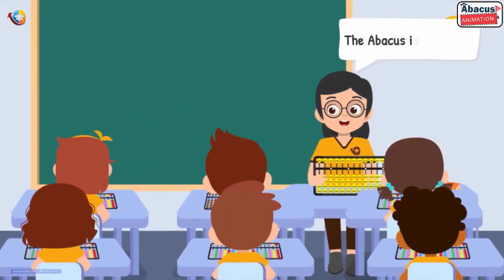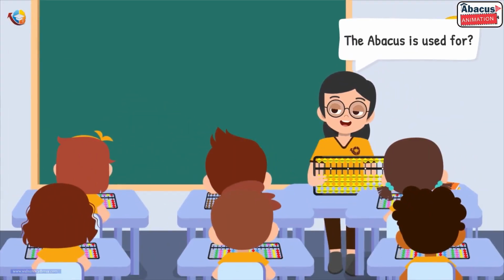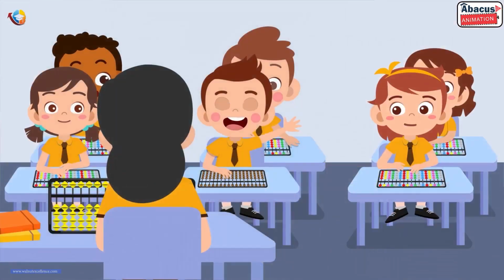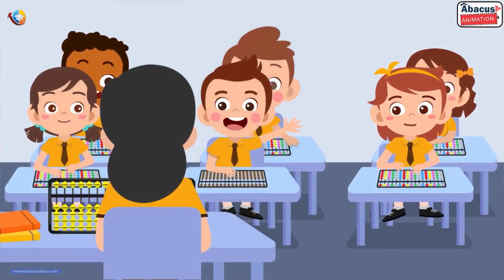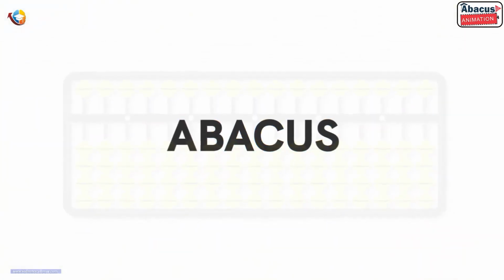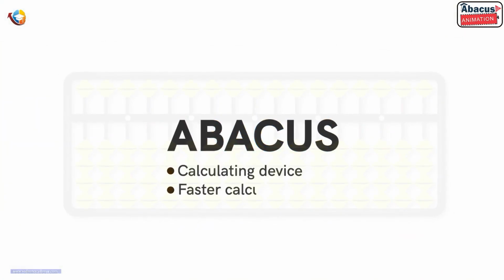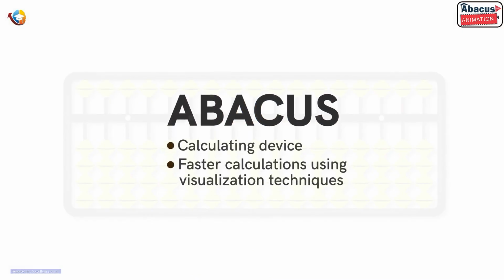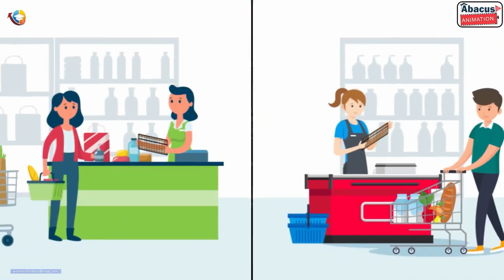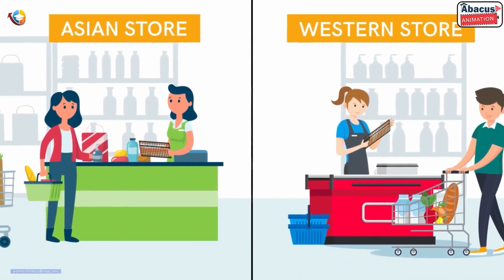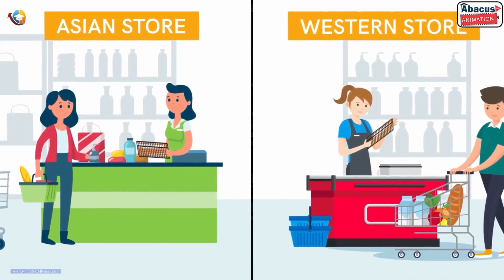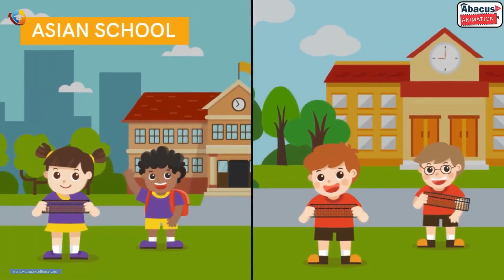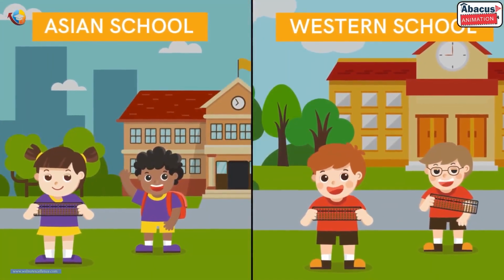Now, can you tell me what the abacus is used for? That is correct, Ray. Abacus is used for calculation. It's an ancient calculating device that helps us to calculate faster using visualization techniques. It's used in many Asian and Western stores. Not only that, but it's also taught in many Asian and Western schools.